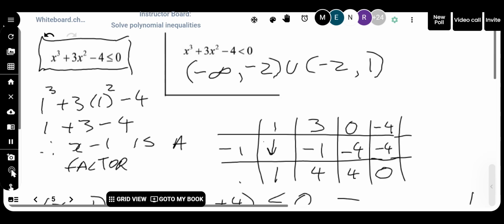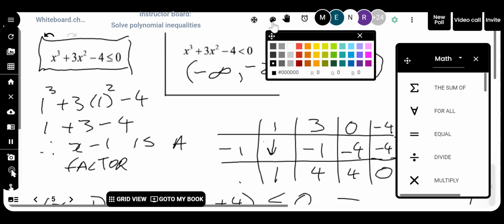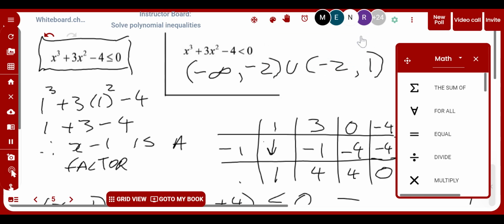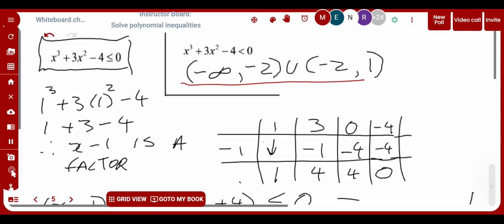Okay, let me just make sure I'm clear. For the answer that I just gave up here, let me underline it in red, I'm saying that minus 2 is not included in the answer. Because when you're at minus 2, you're equal to 0, and this says less than 0, but not including 0. So that's why I'm putting minus infinity up to minus 2. Then I'm going from minus 2 to 1.